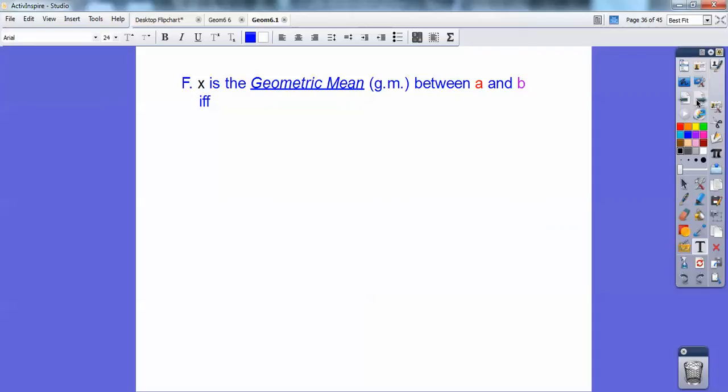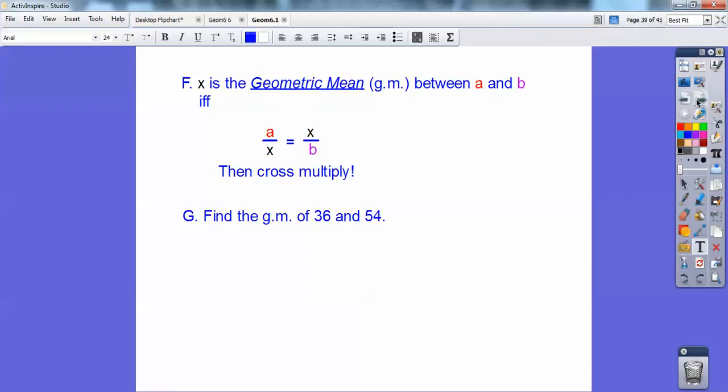And lastly, let's look at the geometric mean. If x is the geometric mean between A and B, then x goes on the bottom left and the top right, okay? And whatever's between goes in the other two places right here. The geometric mean always goes bottom left, top right, and then you just cross multiply. So for example, find the geometric mean of 36 and 54. I'm going to let x be the geometric mean, bottom left, top right. See that? Bottom left, top right. I'm going to go ahead and cross multiply.